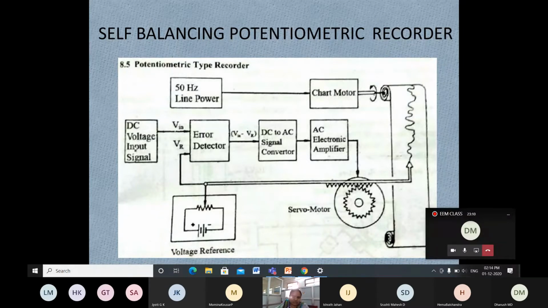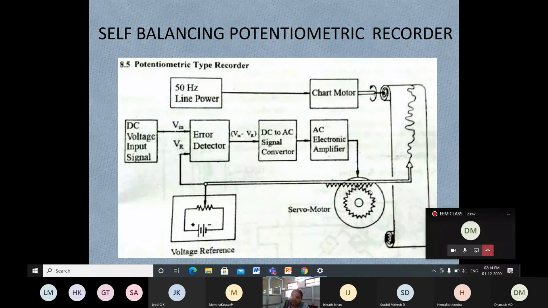That is the DC voltage input signal, taken as V in, and the reference voltage is connected, taken as VR. The error occurring between V in and VR is taken by the error detector. In the error detector, you will get V in minus VR. After this, a DC to AC signal converter is used. Then an AC electronic amplifier is used. This amplifier gives the voltage to the servo motor.